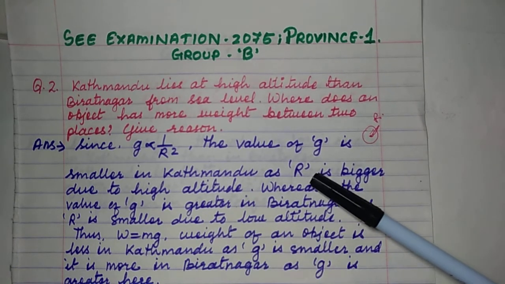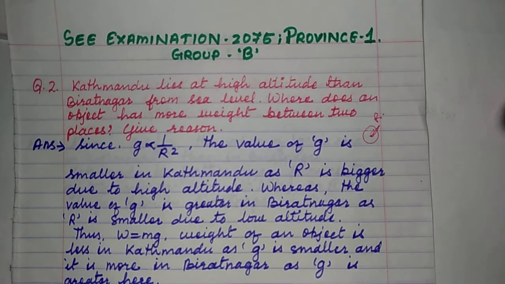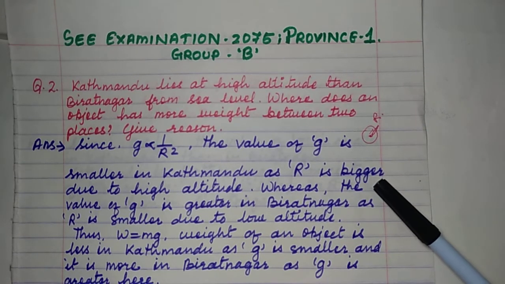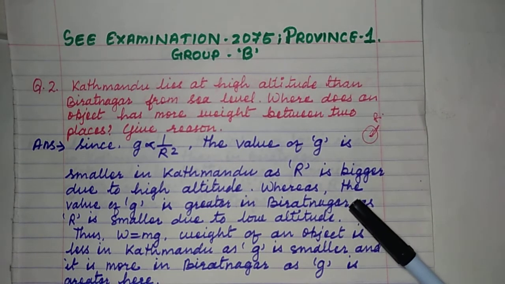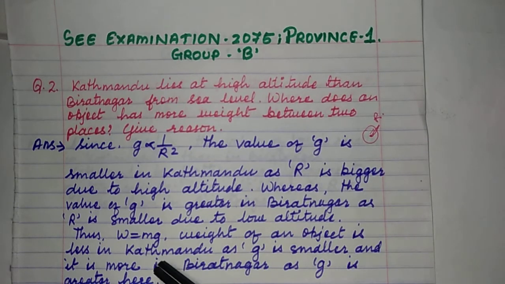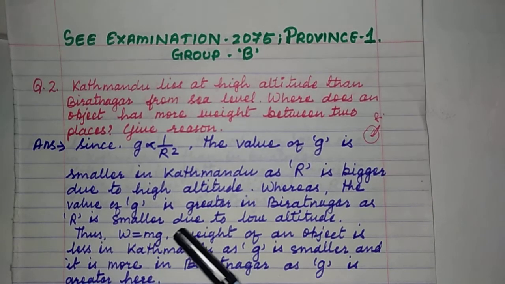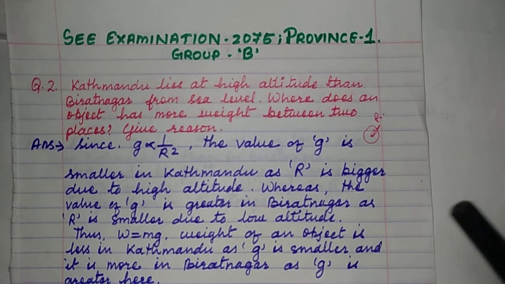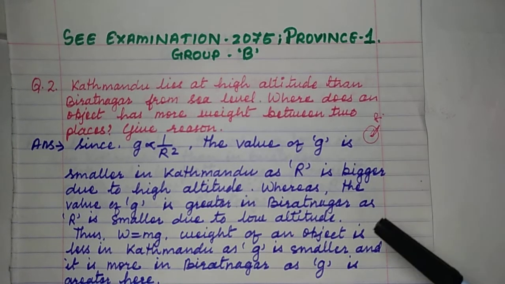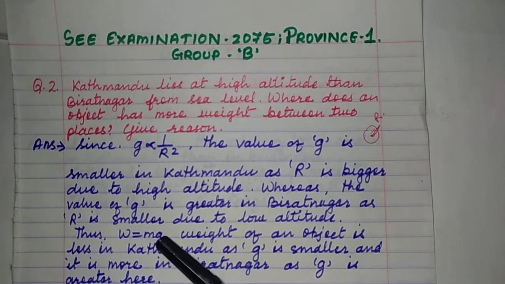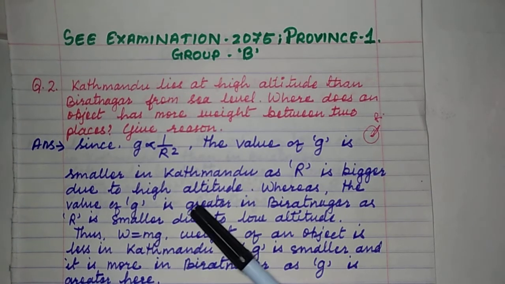So Kathmandu, this is the center of the earth. Kathmandu is at a greater height than Biratnagar. So the radius r is bigger, and it makes the value of g smaller, whereas the value of g is greater in Biratnagar as the radius is smaller due to low altitude. Biratnagar is much lower, closer to the center of the earth. That is why the radius is smaller and it makes the value of g greater.